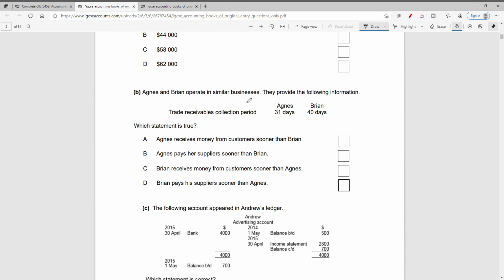Agnes and Brian operate in similar businesses. They provide the following information: trade receivables is a debtor, therefore we receive, because it's an asset. Agnes received the money in 31 days, Brian received in 40 days. Which statement is true? Agnes received money from the customer sooner. That's true, but let's look at the other ones. Agnes pays the supplies sooner than Brian. It's trade receivables. You do not pay back, but instead you receive, because it's debtors and it's an asset that the business is receiving the money from. Brian is not receiving it earlier, because his is 40 days, hers is 31 days. Brian pays his supplies sooner? We don't pay. So there is A.